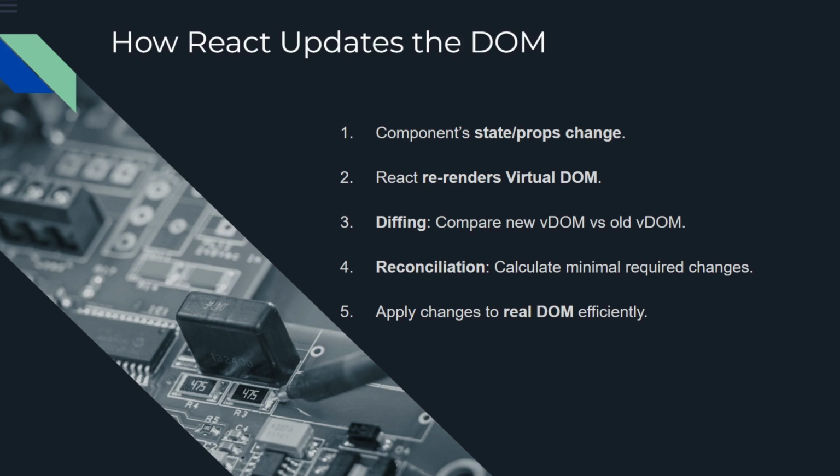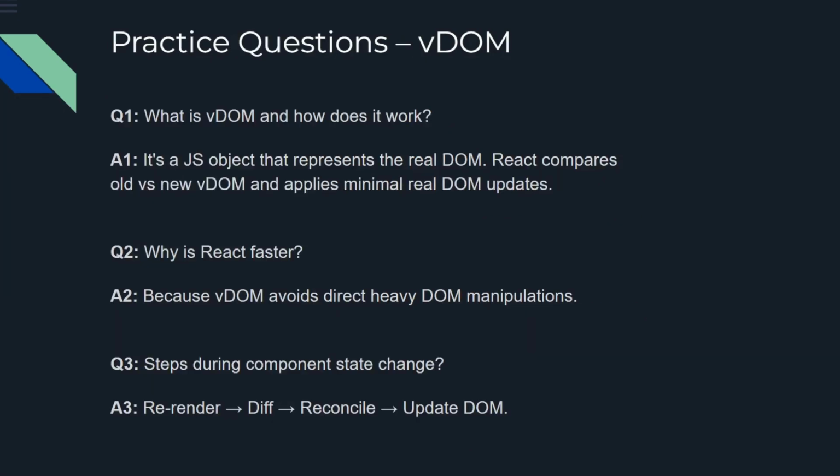These are some terms and processes given by React which are very useful for updating the real DOM. Now, there are some practice questions about the virtual DOM. What is virtual DOM and how does it work? It is a JS object that represents the real DOM. React compares the old versus new VDOM and applies minimal changes to the real DOM. Now, why is React faster? Because virtual DOM avoids direct heavy DOM manipulation. It does not recreate the full DOM again and again. Just because of this, React is faster.